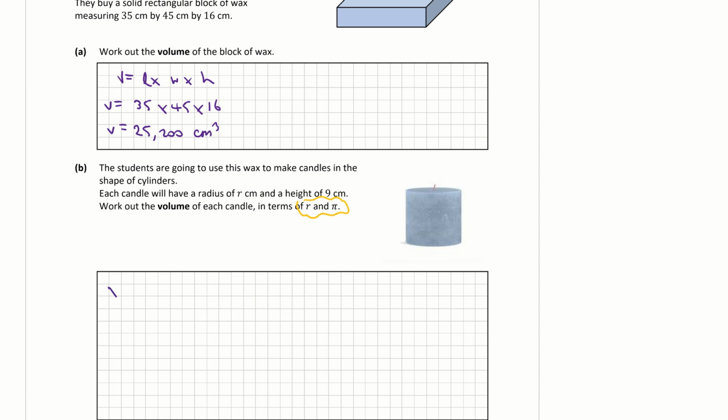It's a cylinder, so from our log tables, the formula for volume of a cylinder is pi r squared h. So V is equal to pi. Radius, we don't know, so we keep that as r. And the only extra bit we can plug in here is our height, which is 9. So rewriting that, I have a volume per candle of 9 pi r squared.